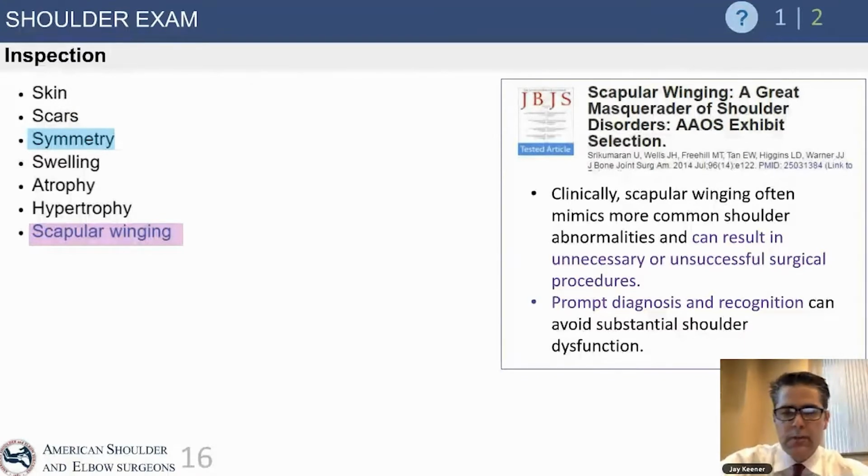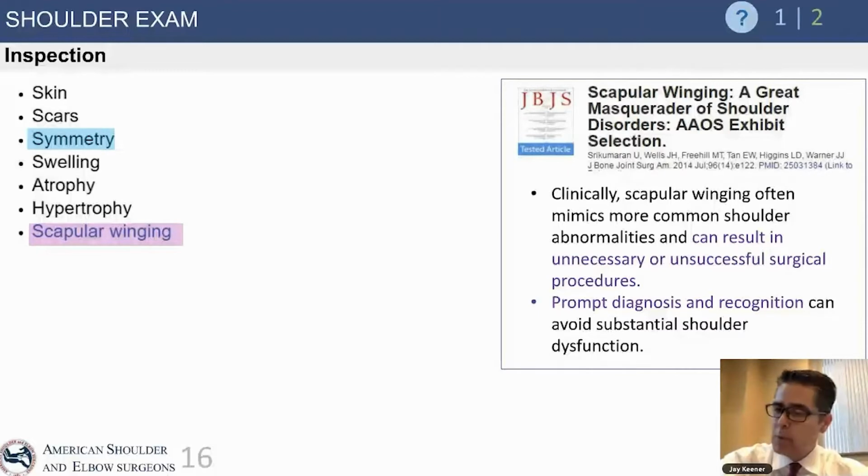In general, one important thing to remember about the shoulder physical exam is to disrobe the patient and really look at their skin, look for scars, look for asymmetry, which can indicate swelling or muscle atrophy. And most importantly, when you're assessing their range of motion, look for scapular dyskinesia or evidence of scapular winging. Those can be subtle findings that can be a very important part of the patient's pathology.